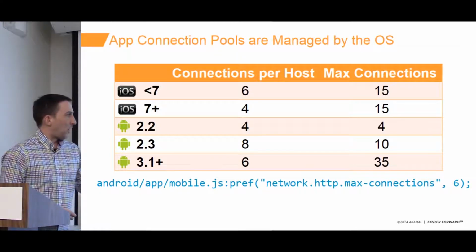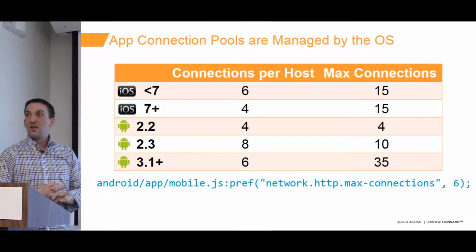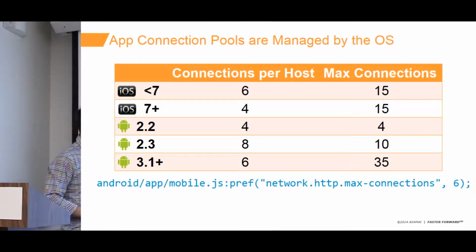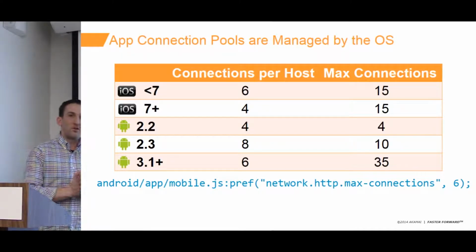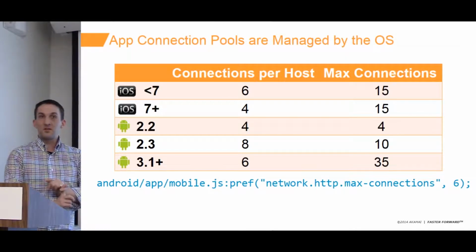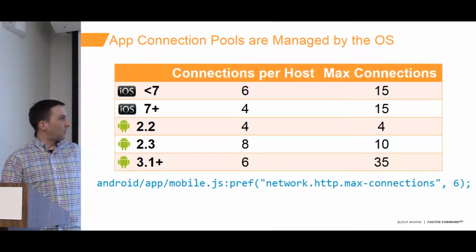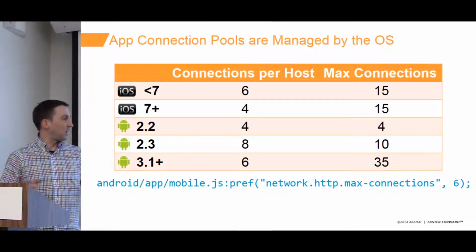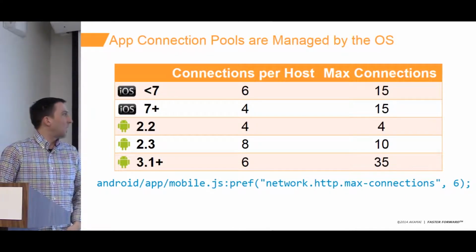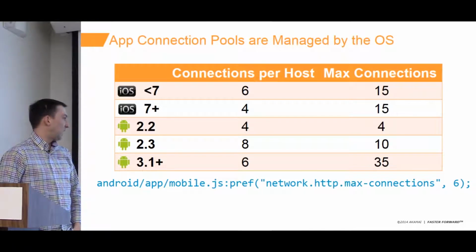At the bottom of the problem, you've got a number of different thresholds for how many connections in the connection pool you can have. With Android, if you have to deal with very old devices like Android 2.2, I'm very sorry, you only have 4 connections and these are OS-wide. So you've got a max number of total connections and max connections per host. Modern Android has 35 connections and 6 per host. In iOS, it's fairly similar: 4 connections per host, and max connections of 15 with iOS 7 or later.